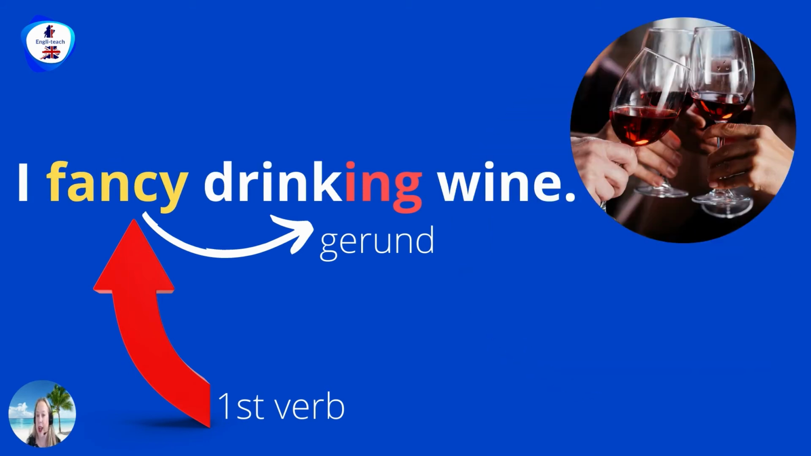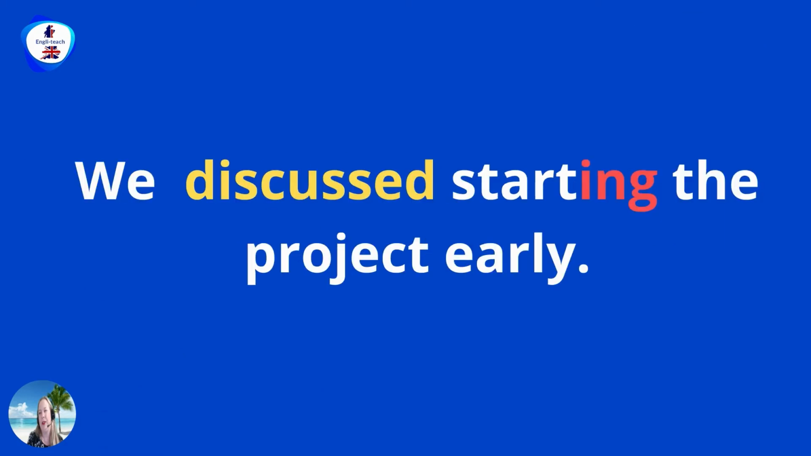I fancy drinking wine is another example. I fancied drinking wine. Again, the gerund comes after the first verb, which is fancy. So fancy means to like a lot. Ooh, I really fancy some chocolate cake. Ooh, I really fancy eating a salad. Or you can use it to express how you like someone. Ooh, I really fancy that man. He is great looking. Or I fancy that girl at work. She's really lovely. So you can use fancy in this way too.